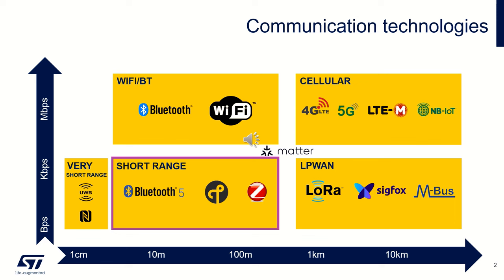ST is focusing on different communications. Long range with LPWAN, with standards like LoRa, Sigfox, wireless M-Bus. We are also focusing on the short range, and this is the focus for today, with BLE, Thread, and Zigbee. Regarding higher data throughput, there is Wi-Fi, and in the middle you can see Matter, in combination with many different existing communication technologies, with Matter over Wi-Fi or Matter over Thread. On the very short range, this is more the case of ultra wideband and NFC.